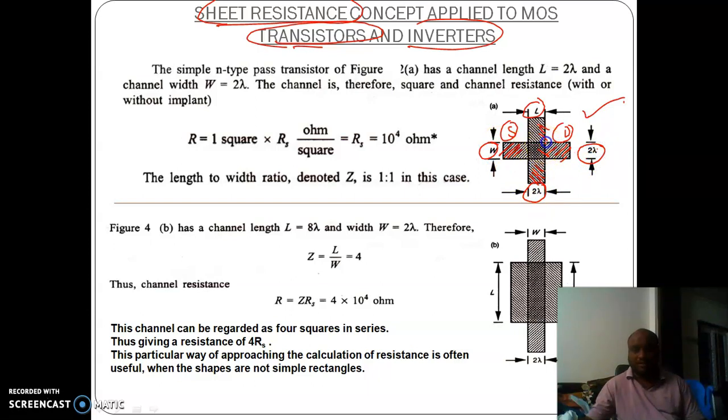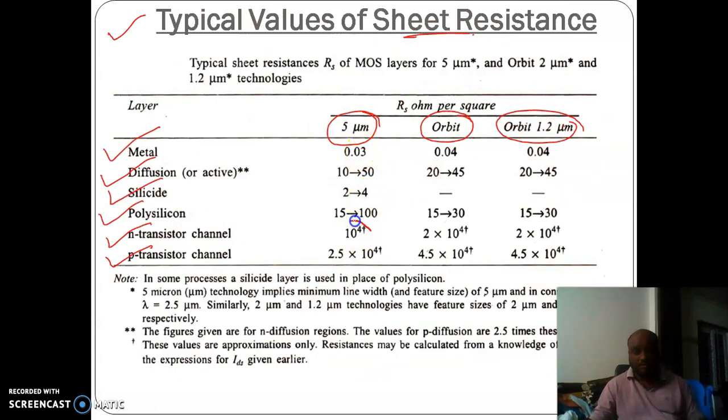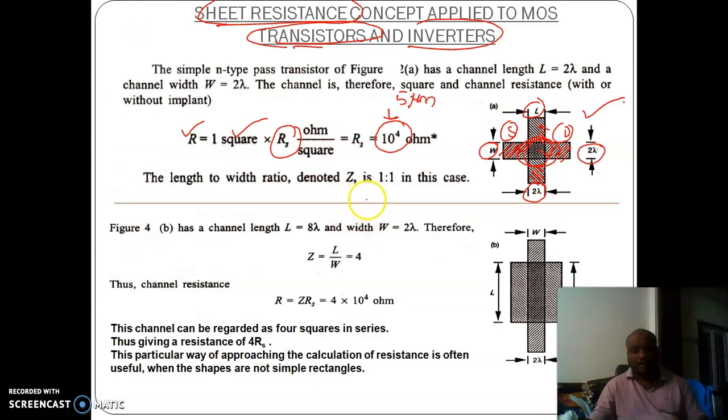So what is the resistance of this transistor? This overlap is forming a square. Square means R is only 1:1 ratio. So 1 square multiplied by the sheet resistance. The typical value of sheet resistance in 5 micrometer technology is 10 power 4, according to our previous table, where it has been marked. This one has been taken into consideration. Here the length to width ratio is denoted as Z, that is 1:1 in this case.